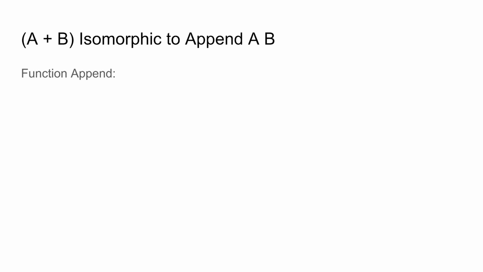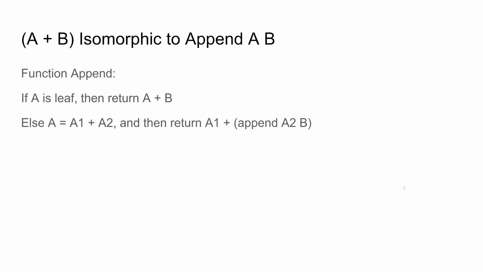So the function append: if it's a leaf, then we're done. We just return a plus b. And otherwise, if the left-hand side is a branching off of a1 and a2, then we return a1 plus append a2 b. Now, to prove that this is isomorphic to a plus b, we take each particular case and see what we get.